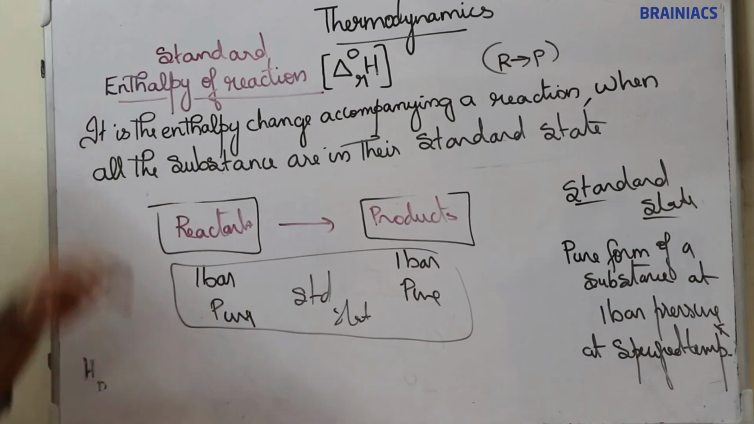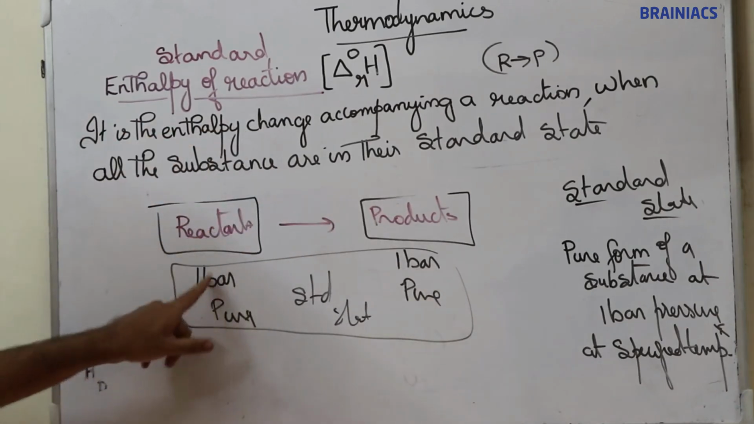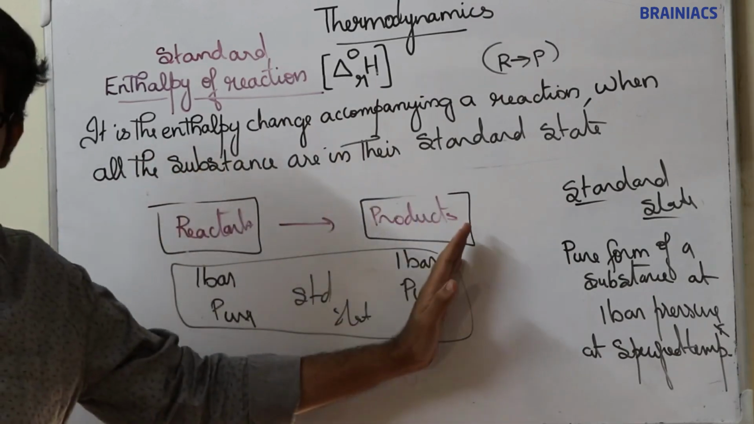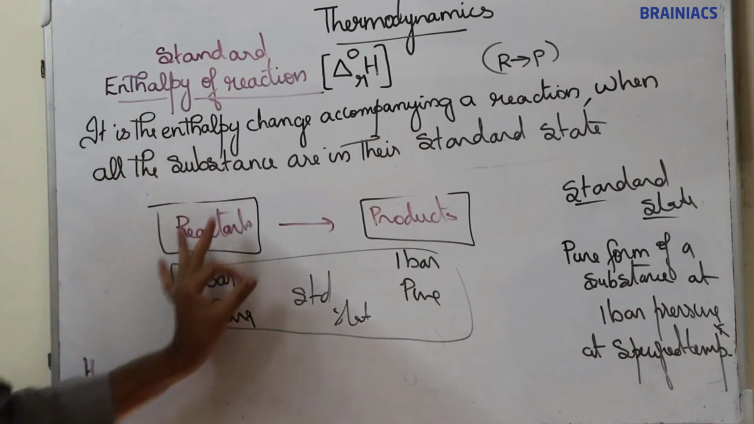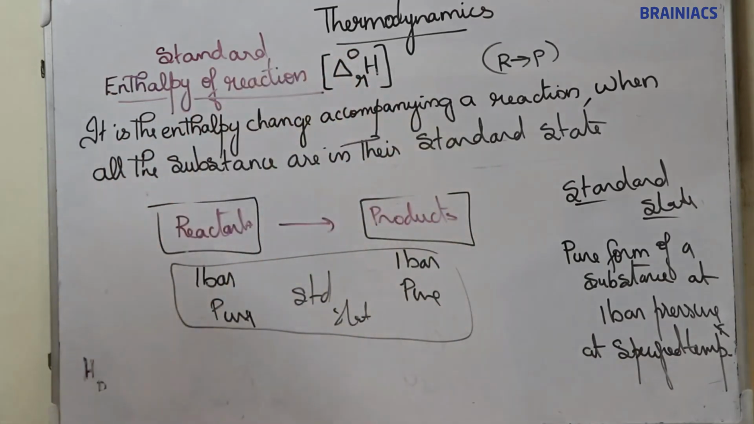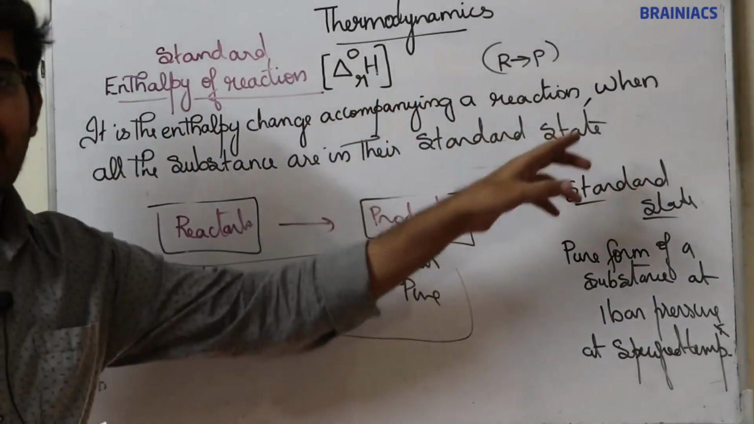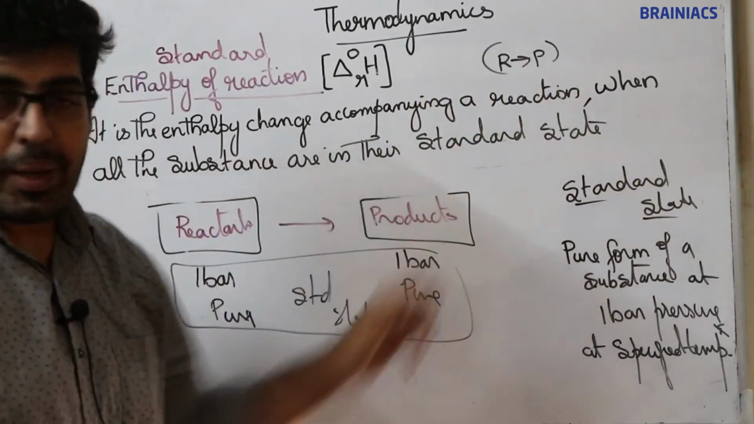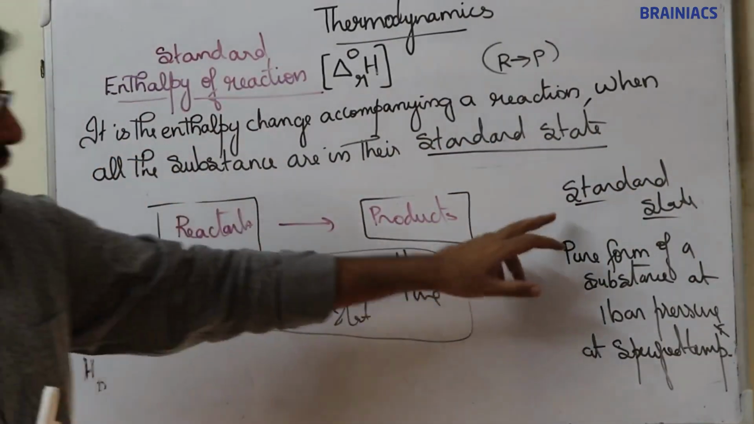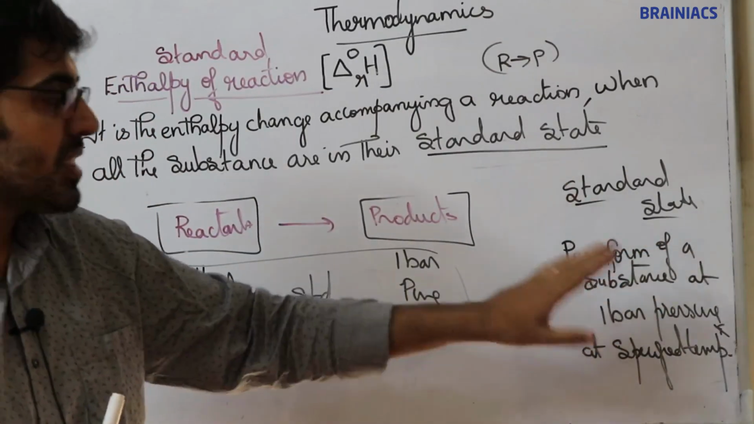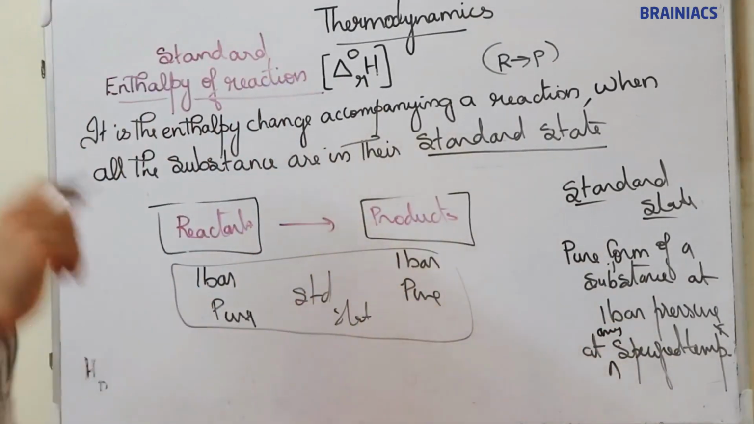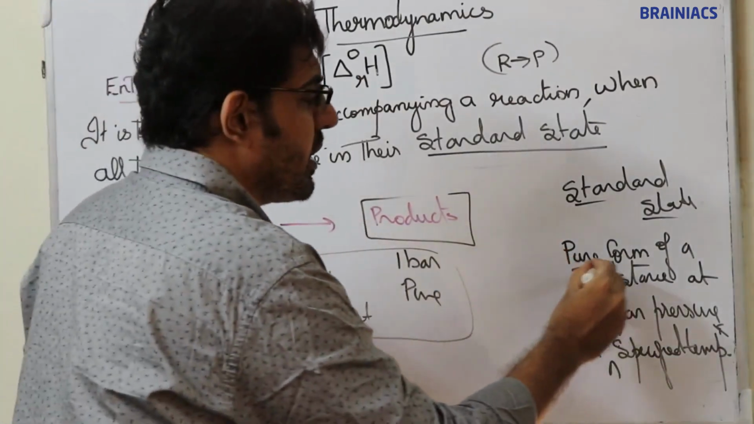So when reactants and products are in their standard state, that is, reactant at 1 bar pressure and pure, product at 1 bar pressure and pure, then the enthalpy change accompanying the reaction is known as standard enthalpy of reaction, delta HR0. Standard state means pure form of a substance at 1 bar pressure and at any specified temperature. Two important conditions are pure form and 1 bar pressure.